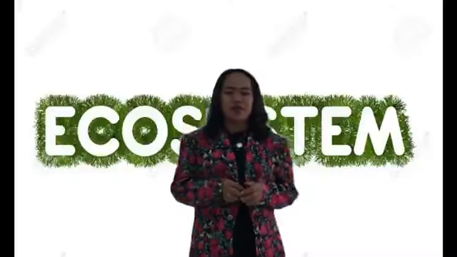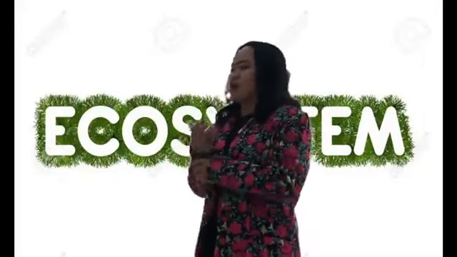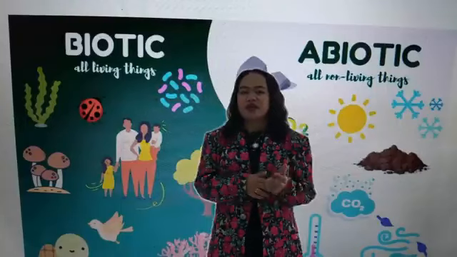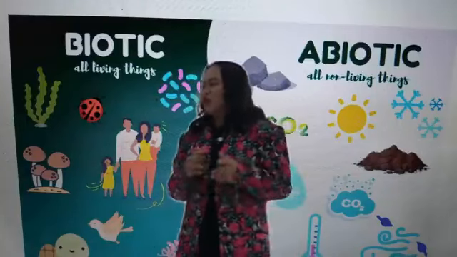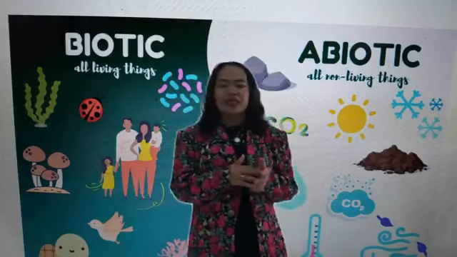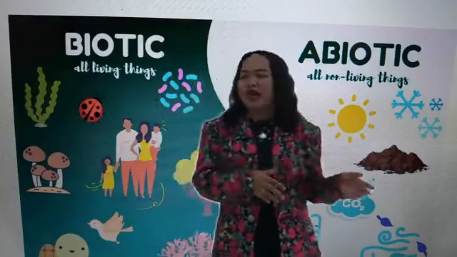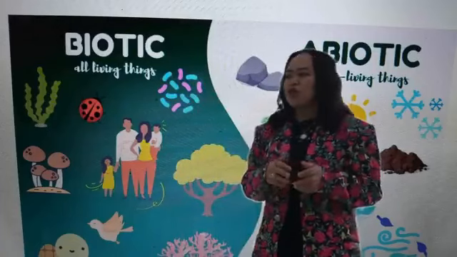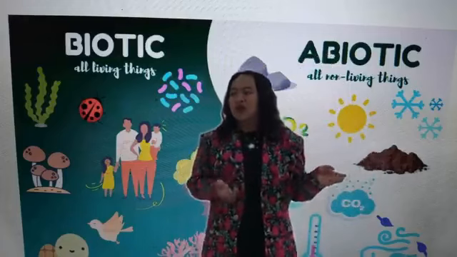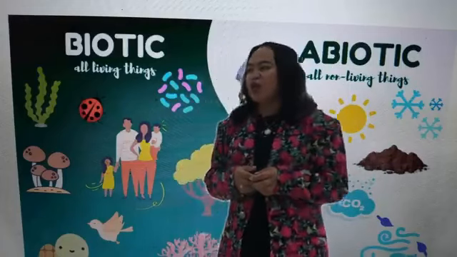Ecologist Arthur Tansley. A biological community of interacting organisms and their physical environment is called an ecosystem. So what makes up an ecosystem? First, biotic. When we say biotic, it's all living things, such as plants or flora, animals or fauna, bacteria, and all other things that have life.